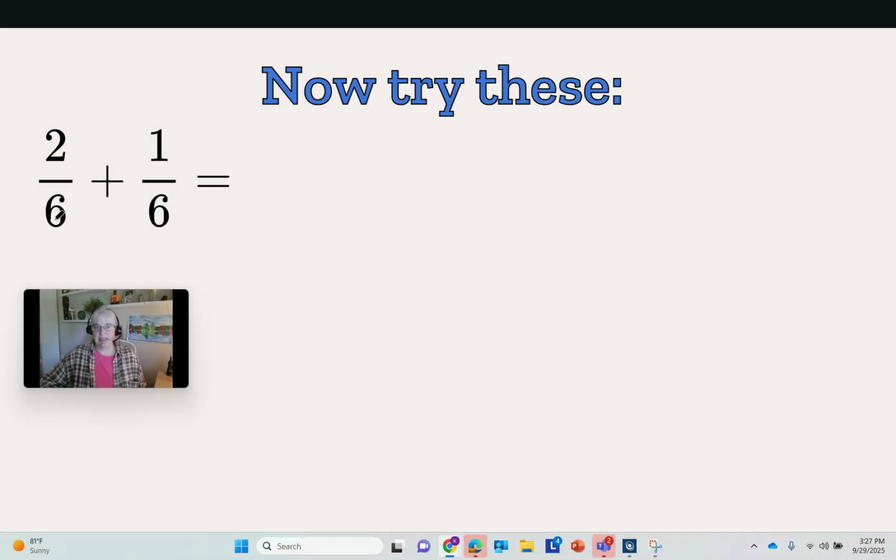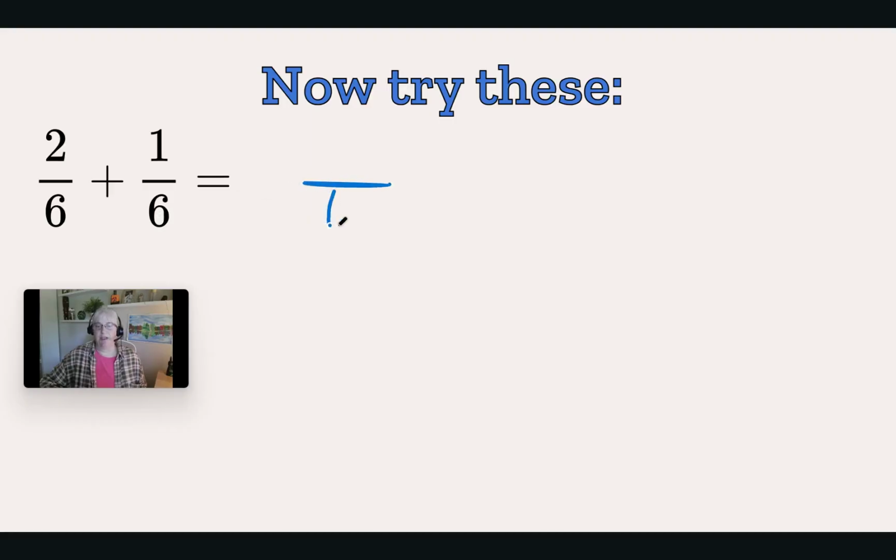Now we have 2/6 plus 1/6. The denominator, or the bottom number, is going to remain 6. We add the numerators, 2 plus 1 equals 3. Now we have a fraction that we can write in simpler form. We do that by listing the factors of 3 and listing the factors of 6. 3 is the same as 1 times 3. 6 is the same as 2 times 3.